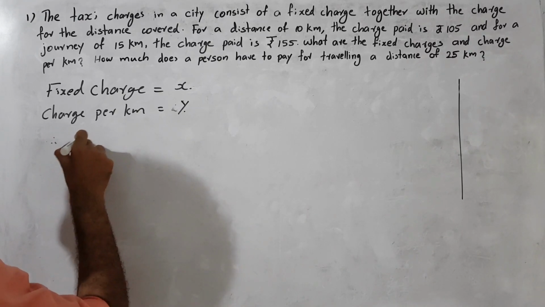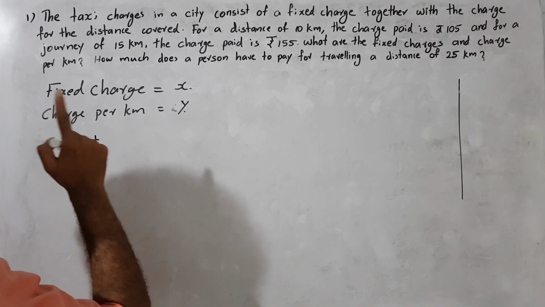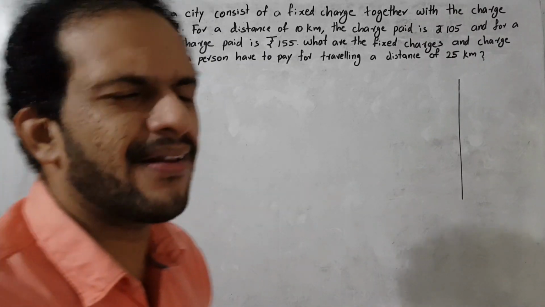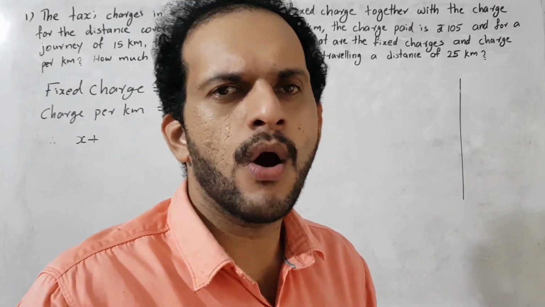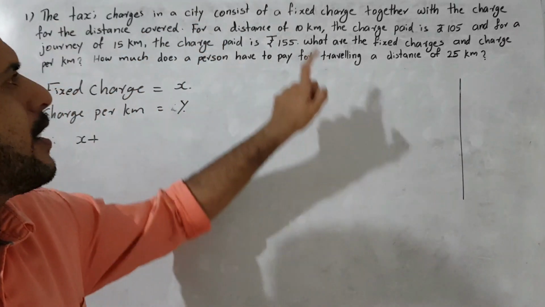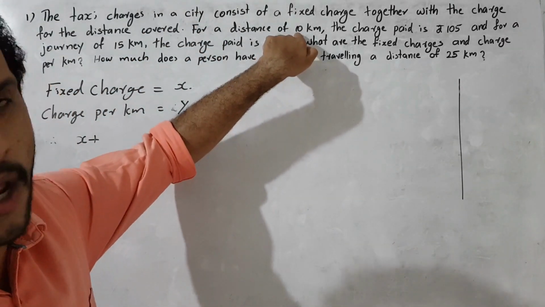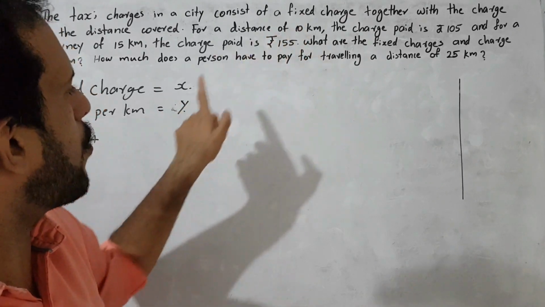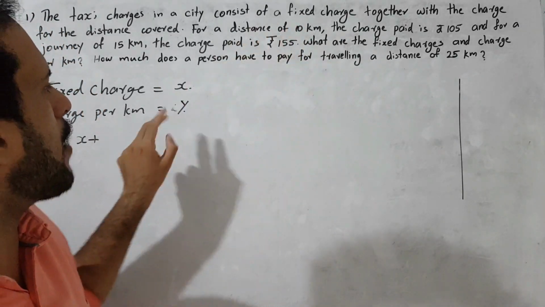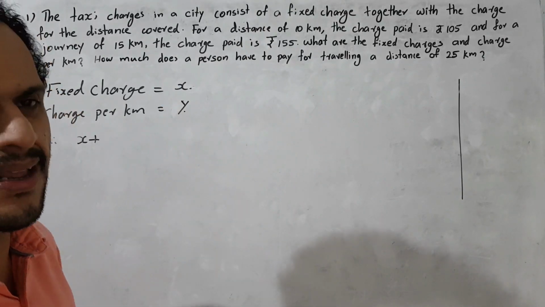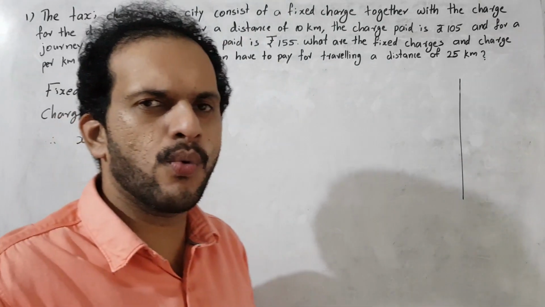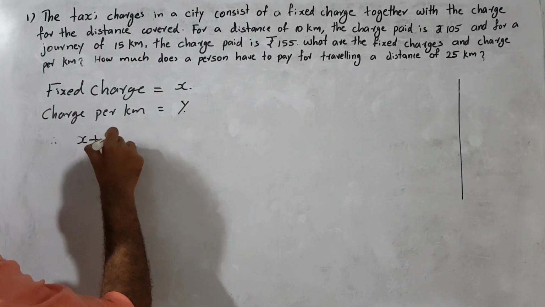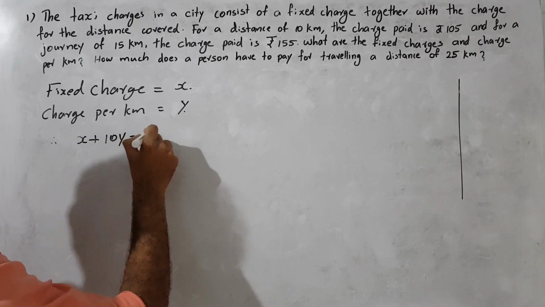Therefore it is 105 is x plus, if we need to cover 1 kilometer the amount is y. Here we cover the total kilometer is 10, then how much do we pay? If the amount per kilometer is y, then for 10 kilometers that is 10 into y, which is 10y. Then x plus 10y is equal to 105.